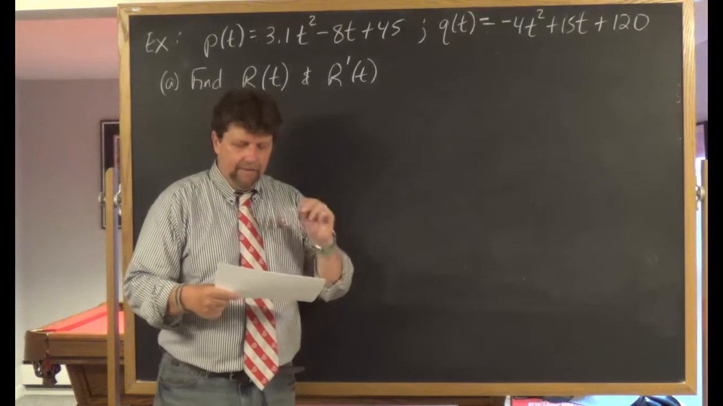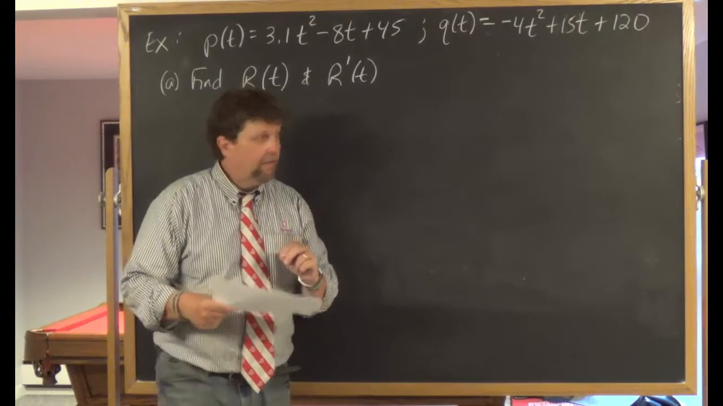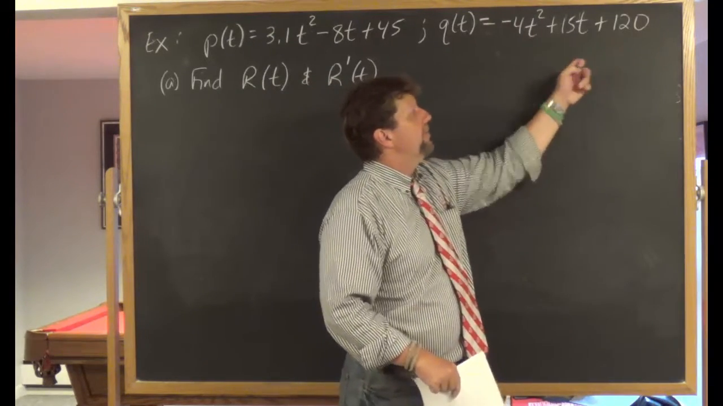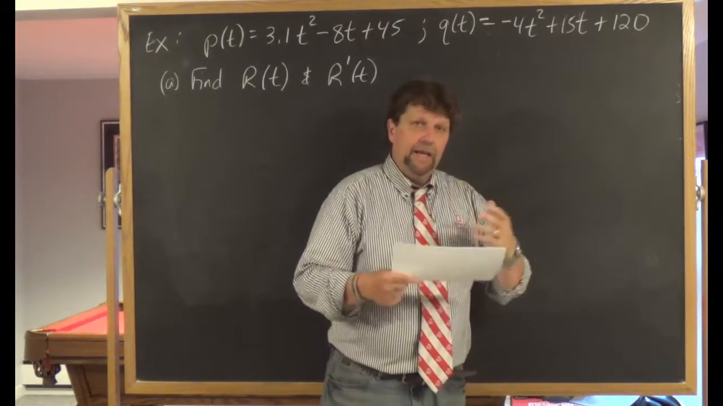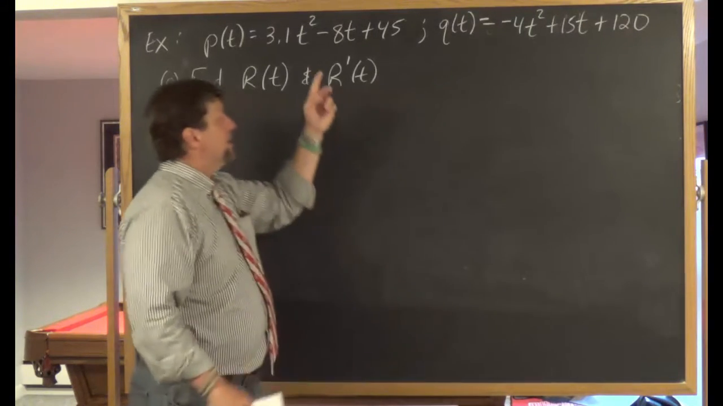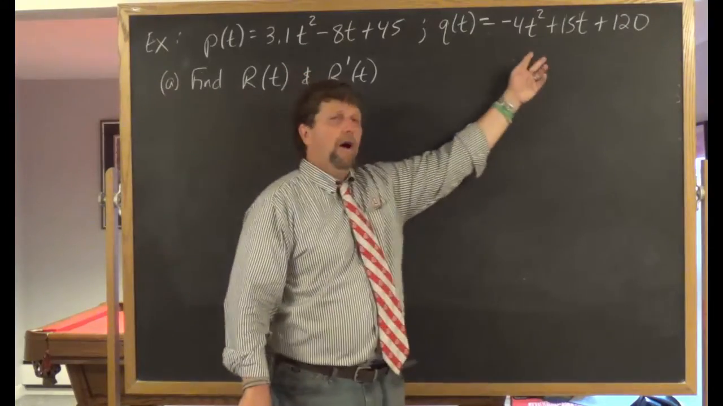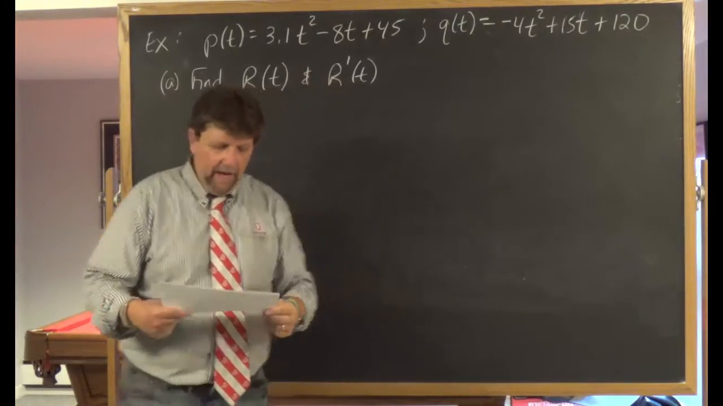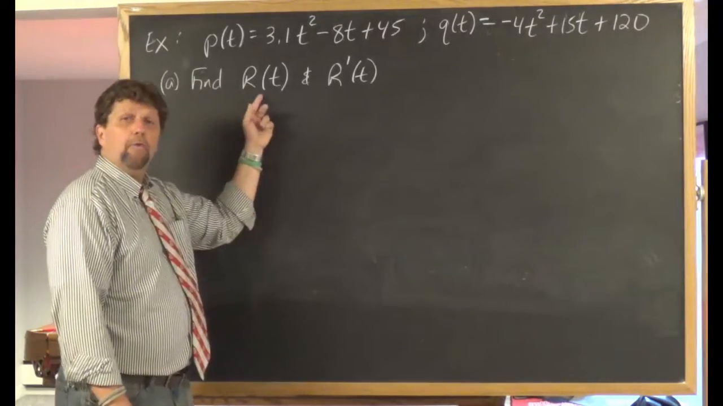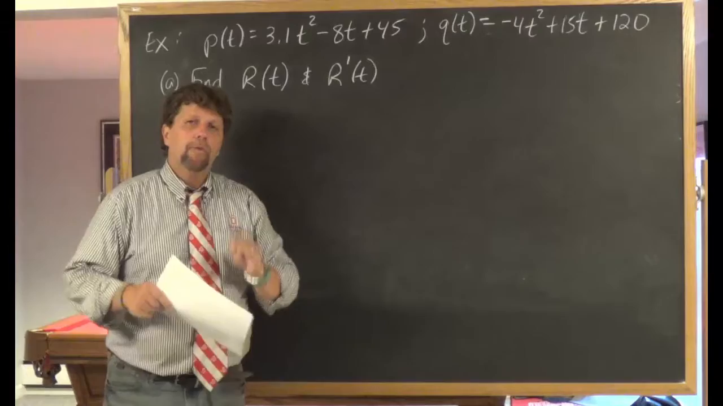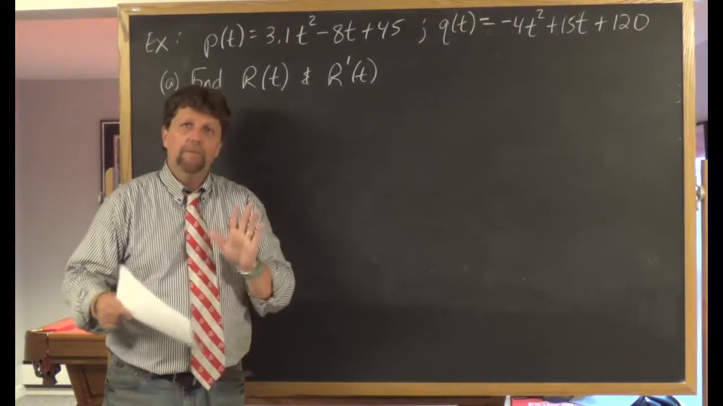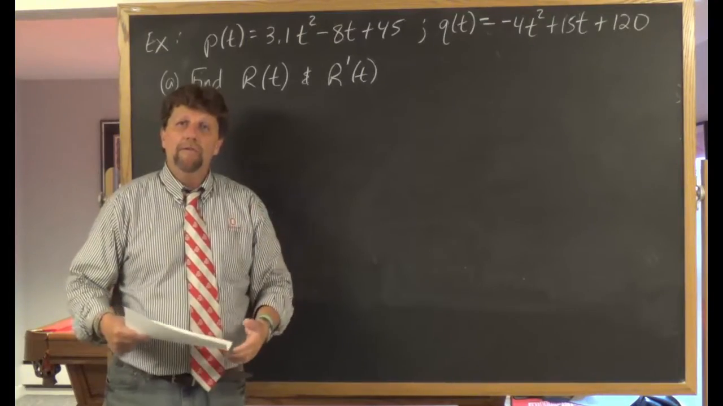The quantity of this item is expected to follow Q of t, which is equal to negative 4t squared plus 15t plus 120. And again, t is the number of weeks since August 1st. So this is kind of like the price function, and this is the quantity function. So in part A, you're asked to find R of t and R prime of t. You're asked to find revenue. Remember, revenue is price times quantity. Take the price, multiply it by the quantity, and that gives you the revenue function.